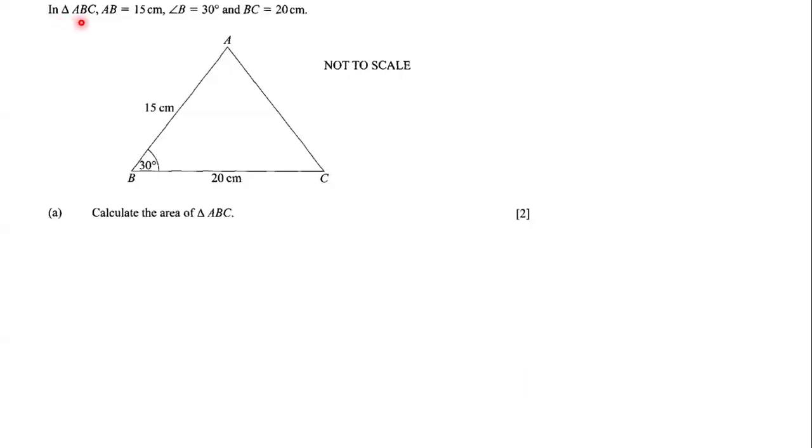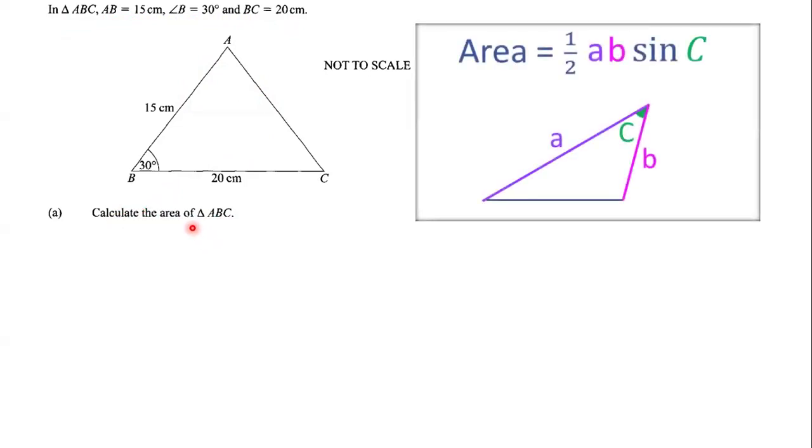In triangle ABC, AB is equal to 15 centimeters, angle B is equal to 30 degrees, and BC is equal to 20 centimeters. So here we have this triangle, and our goal is to calculate the area of triangle ABC. Now, in order to calculate this area, we're going to use this formula. And the formula says that area is equal to a half ab multiplied by sine C.